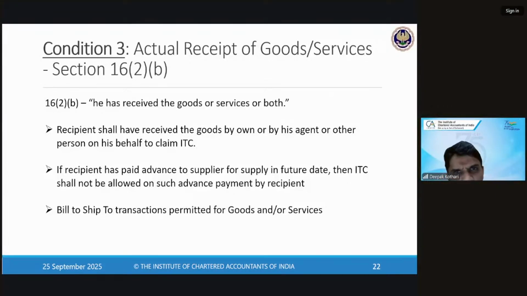No, that advance amount below 1,000 is a separate criteria. Here, any advance which you make, you cannot claim the credit on it because you have not satisfied this condition. This condition says that you should have actually received the goods or services. In case of an advance payment, you have not received the service, so you cannot claim the credit.